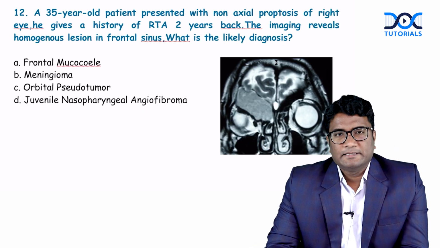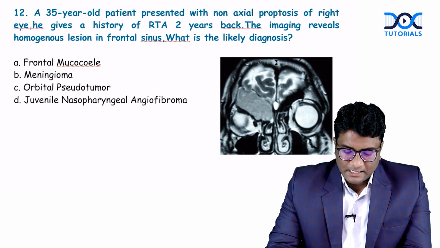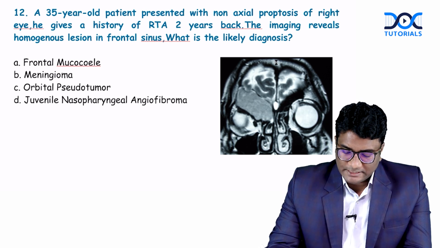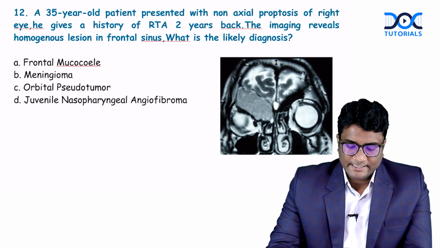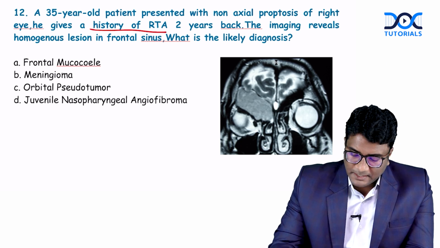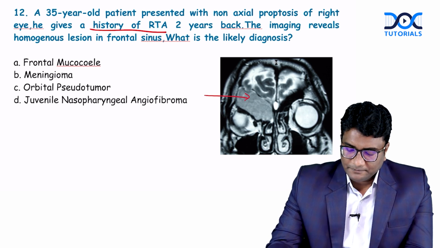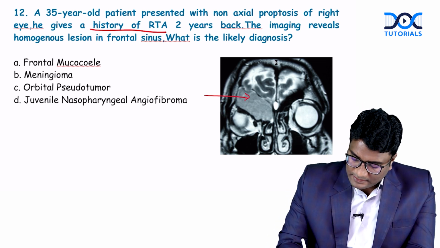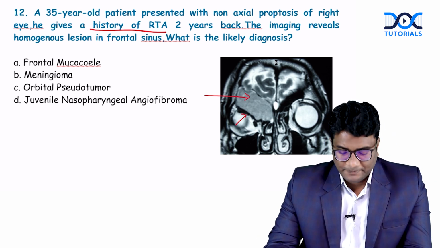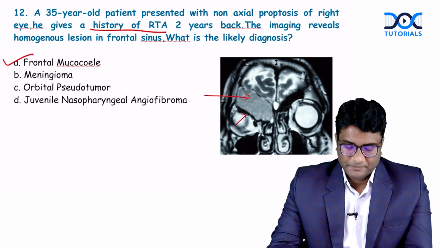left heart border. The next one, a 35-year-old patient presented with non-axial proptosis of the right eye. He gives a history of RTA 2 years back. The imaging reveals homogeneous lesion in the frontal sinus. What is the likely diagnosis? So, you have a patient with proptosis who is having a history of trauma, and the imaging reveals a homogeneous lesion in the frontal sinus, and this is causing the expansion of the surrounding walls and proptosis of the right eye. So, this is a frontal mucocele that can develop after trauma, right.